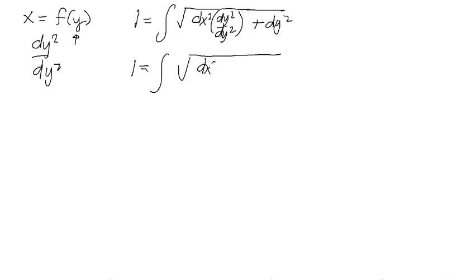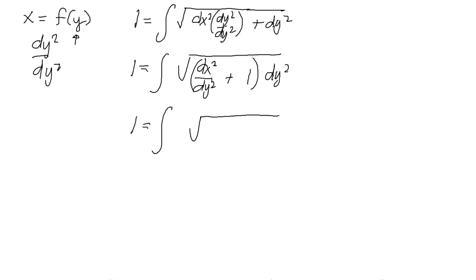dx squared, right, all over dy squared plus 1 quantity dy squared. So get the square root of dy squared, you will get length is equal to the integration of the square root of dx all over dy quantity squared plus 1. Get the square root of dy squared, that's dy.